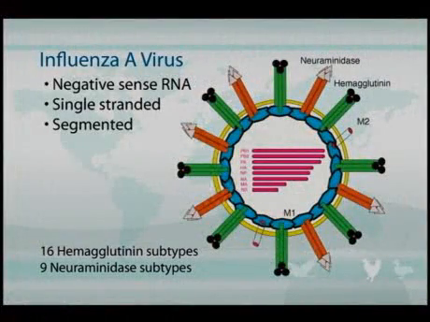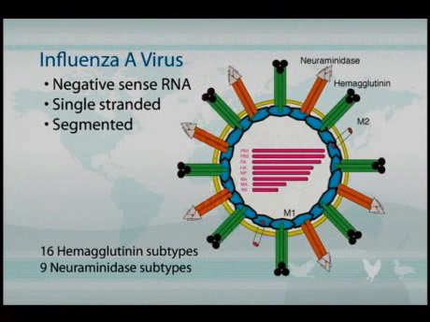Now, unfortunately, the hemagglutinin and neuraminidase proteins are extremely variable. There's actually been 16 different subtypes of hemagglutinin that have been described, and we'll talk a little bit more about what actually defines a hemagglutinin in the next slide. But essentially, that creates a lot of variability, which makes it very difficult to vaccinate for avian influenza.